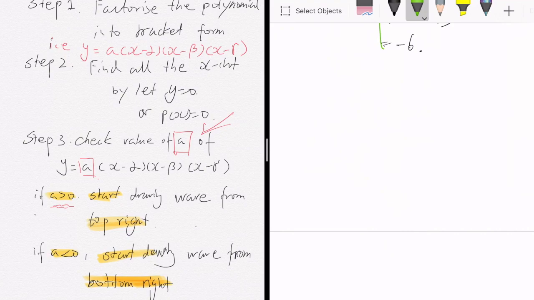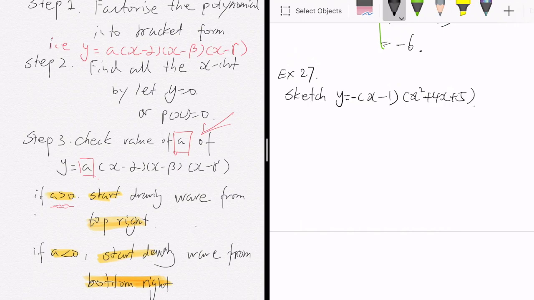Now let's have a look at example 27. Example 27. We are asking you to sketch y equal to negative x minus 1 times x squared plus 4x plus 5. All right, so then step 1, factorize the polynomial into bracket form.